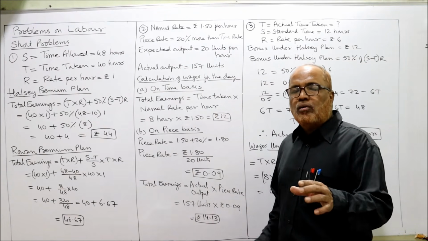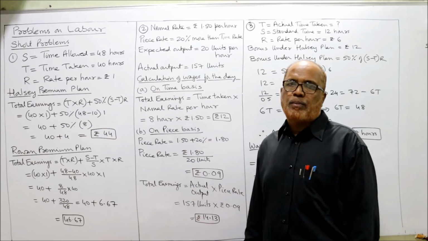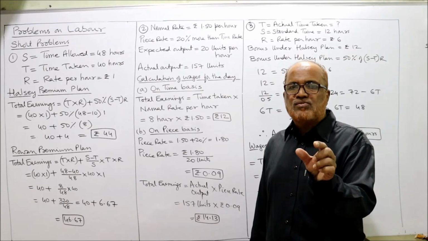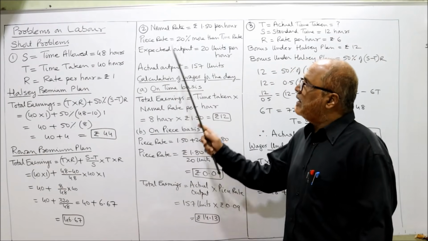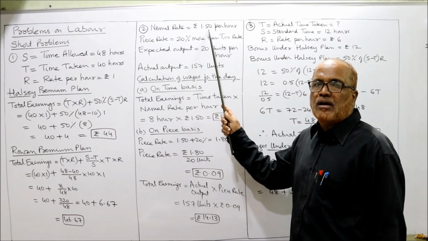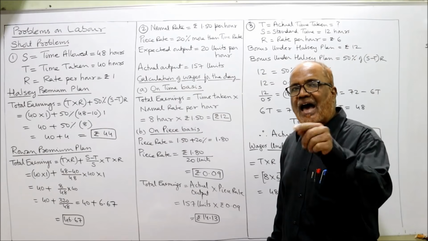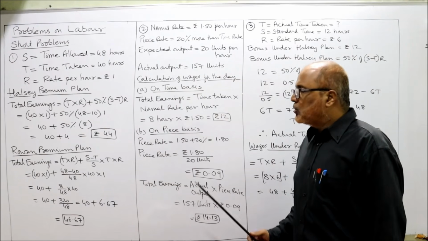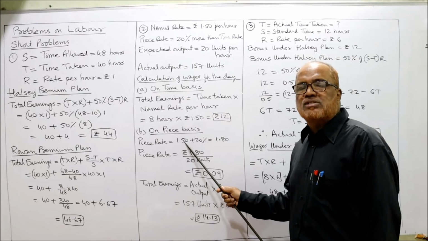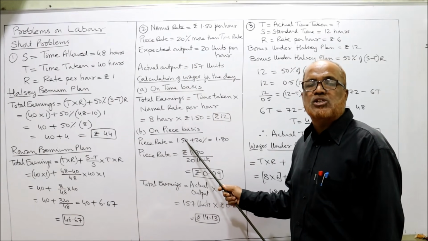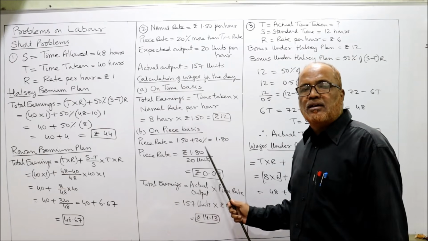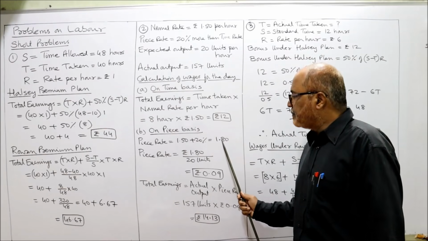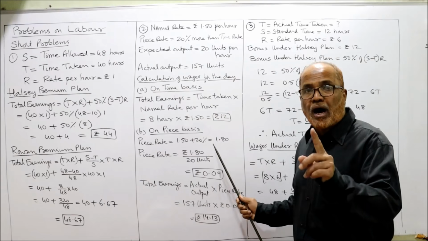Now we can calculate on piece basis. Now piece rate is not directly given in the problem. It is given that piece rate is fixed 20% more than time rate. So what is the time rate here? 1 rupee 50 paisa. To 1 rupee 50 paisa we add 20%. So 20% of 1.50, you will get 0.3. So 1.5 plus 0.3, you will get 1.8. 1 rupee 80 paisa per hour.